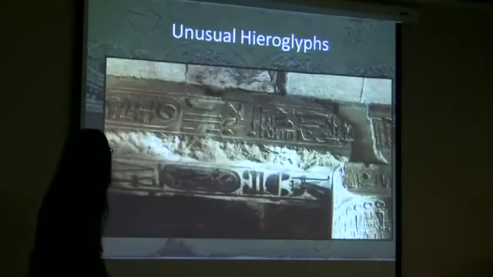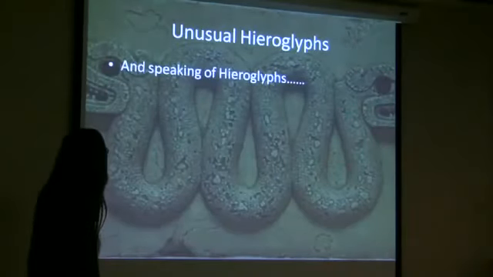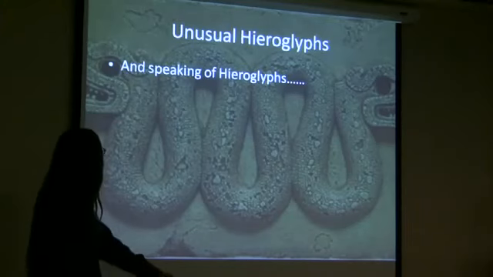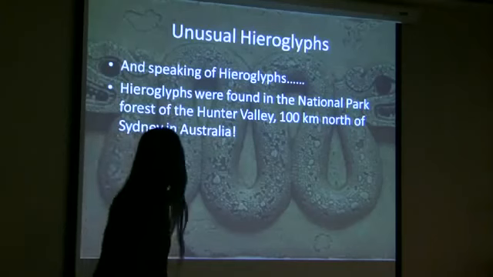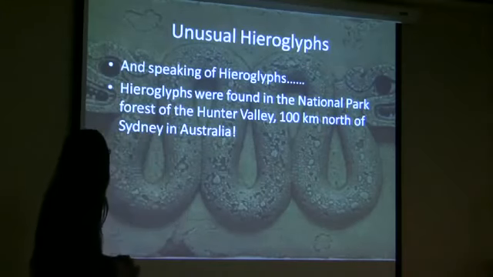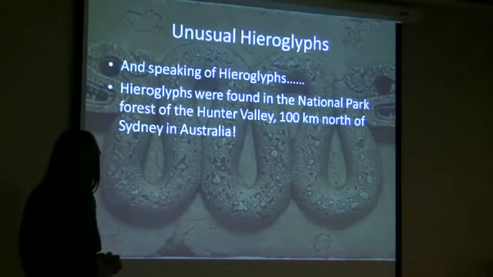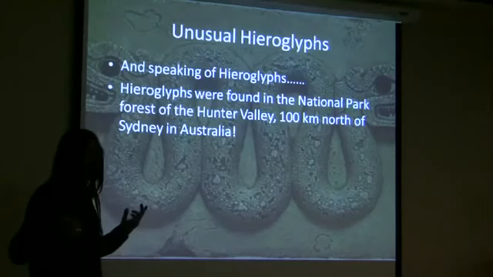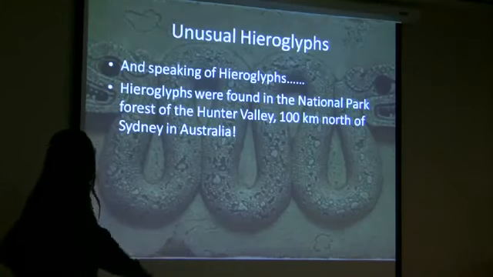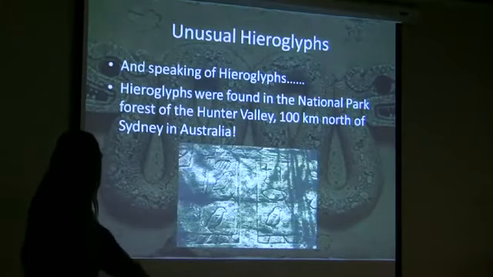So there goes again. And speaking of hieroglyphs, while we're on the subject of hieroglyphs and Egyptians, hieroglyphs were found in the National Park Forest of the Hunter Valley, 100 kilometers north of Sydney in Australia. Who'd heard of that before? That there are Egyptian artifacts all over the northern part of Australia. Yeah, that's one of those things that nobody really hears about. There's them right there. There's some of them.